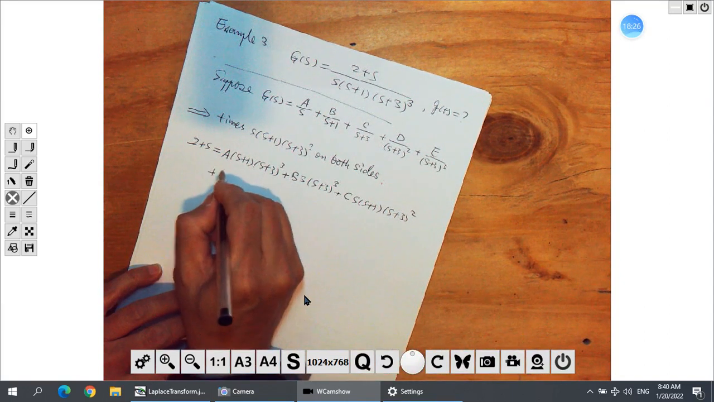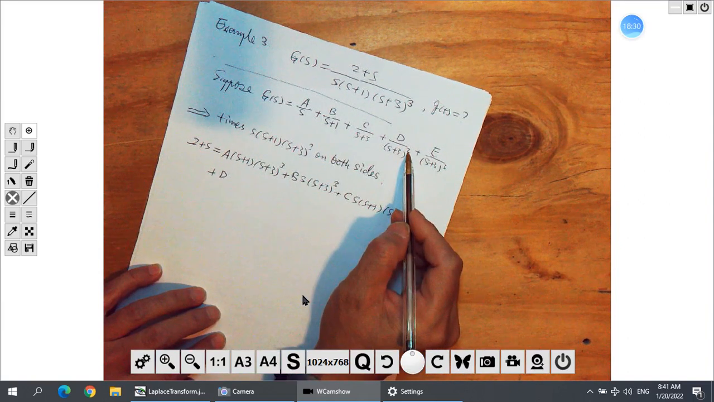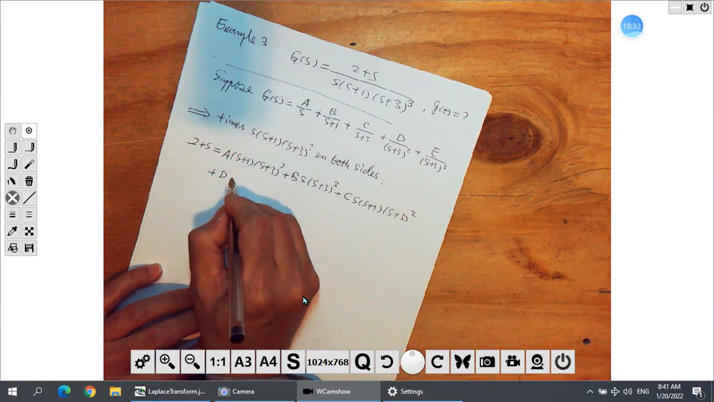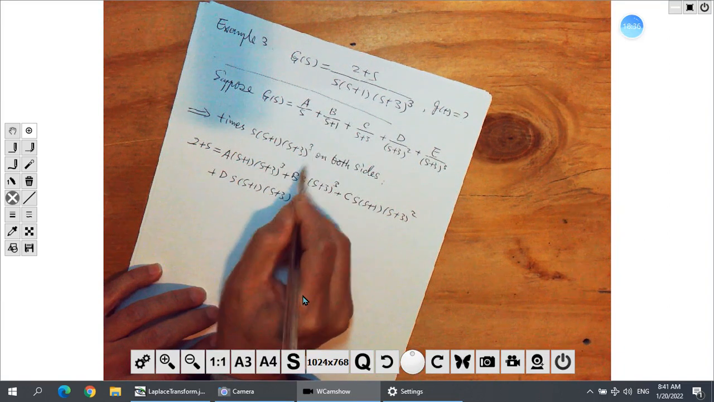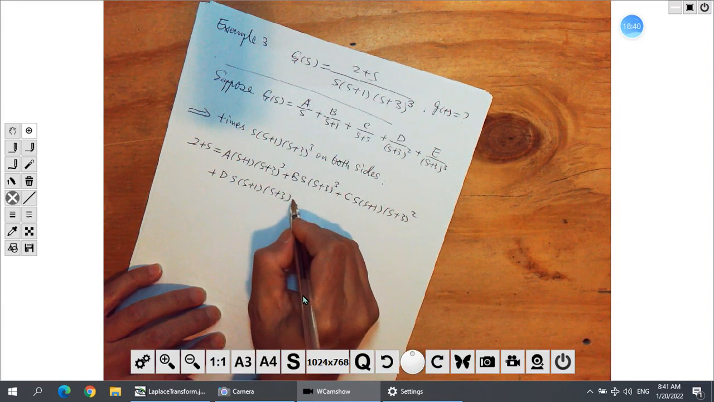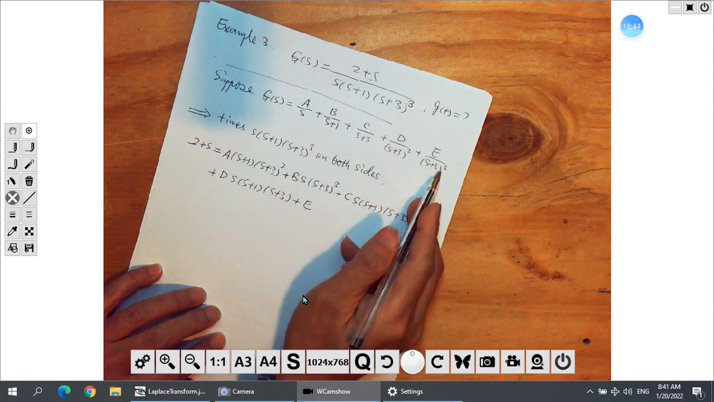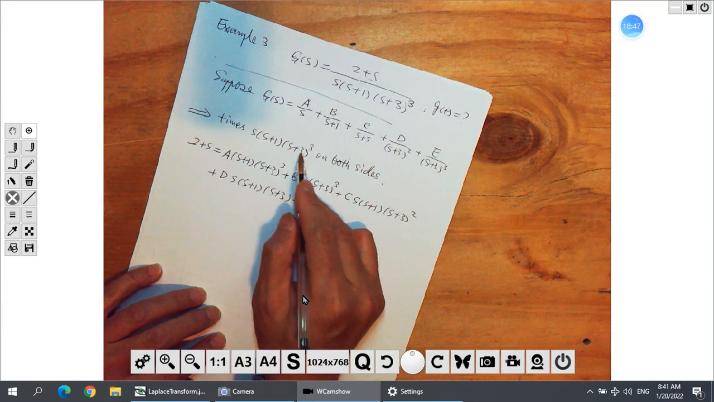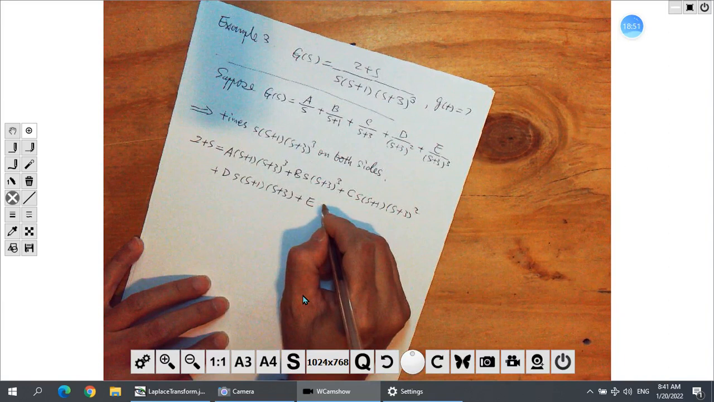And the D term is similar, but now you cancel 2 of them, so I have D times s, s plus 1, s plus 3, with 1 left. And the last term, E, is a cube, so all three s plus 3 factors are cancelled. We have E times s and s plus 1.